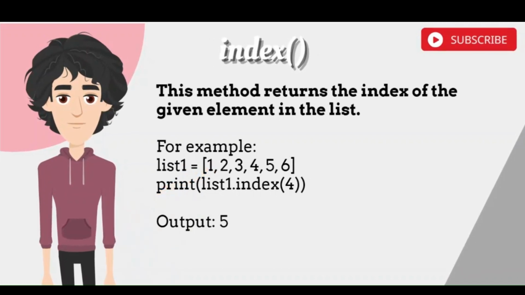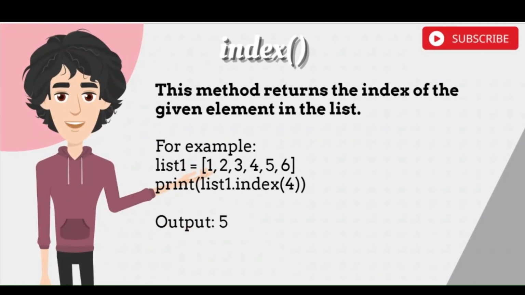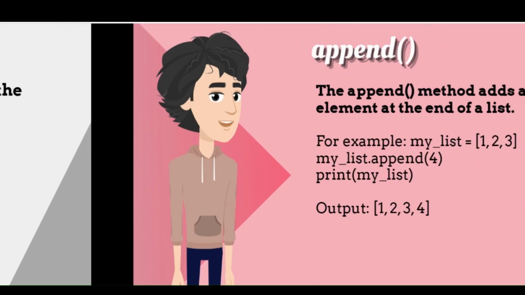Index. This method returns the index of the given element in the list. For example, list1 equals 1, 2, 3, 4, 5, 6. Print list1.index(4). Output, 5.